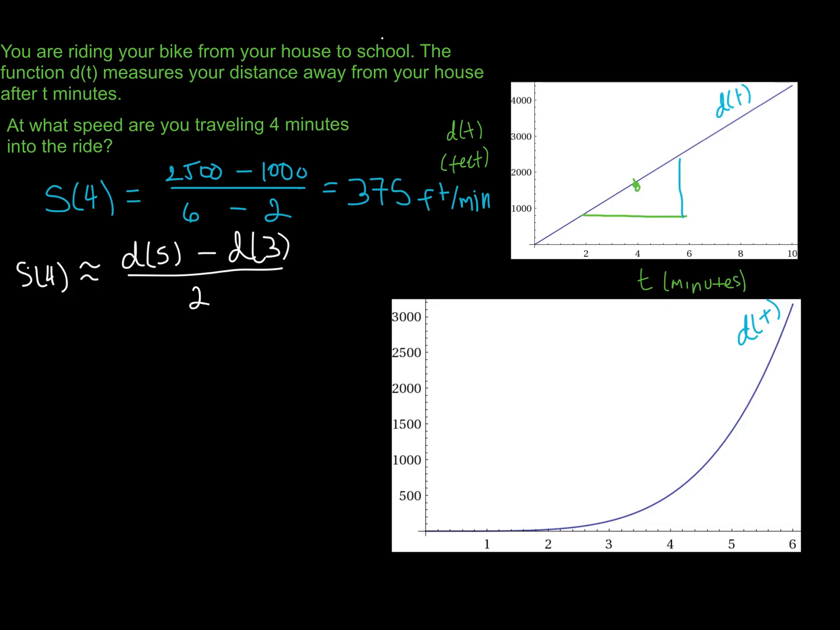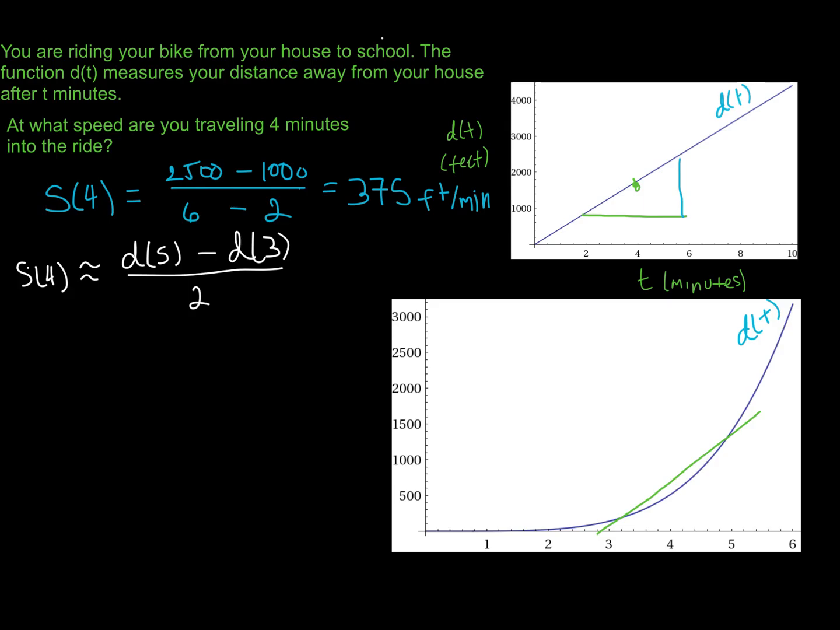Can we get better, though? So this is going to find us the slope of the line that connects D sub 3 and D sub 5. And we can go ahead and even approximate that right there. So this here is the slope of this green line. But that doesn't necessarily have to be exactly the slope at 4.